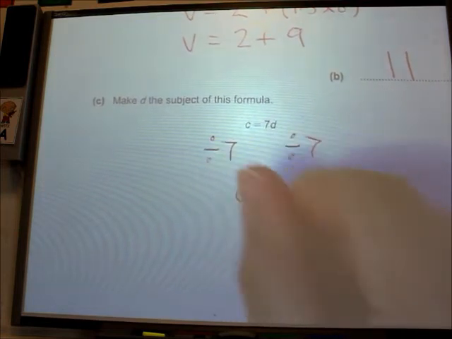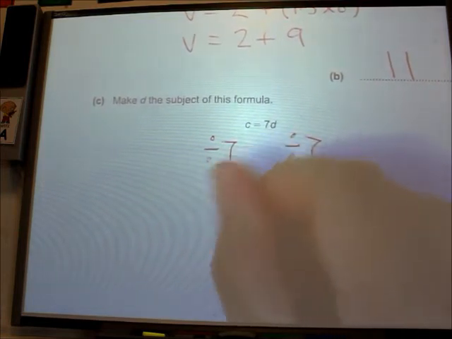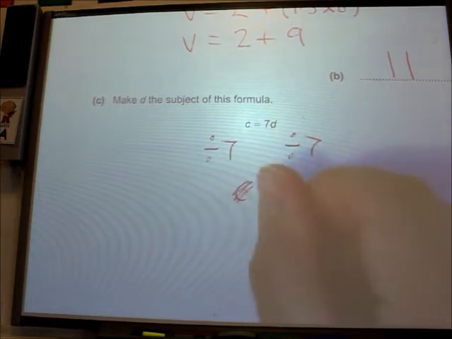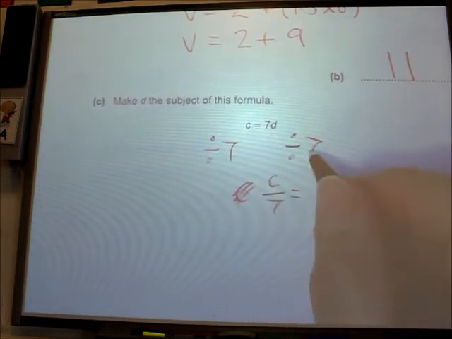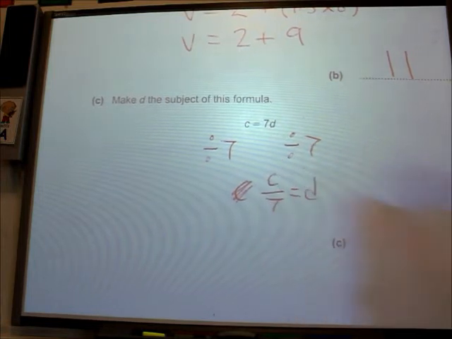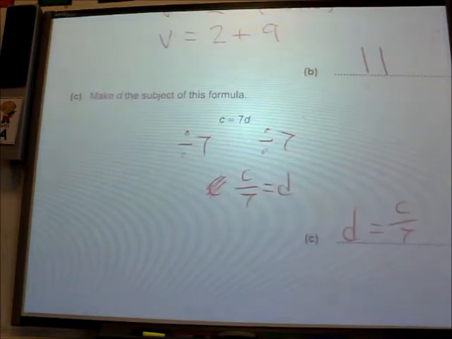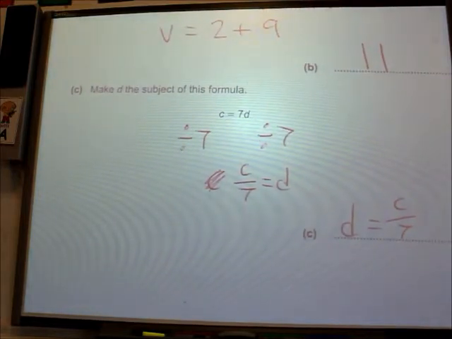So C, scratch that, ignore that, divide by 7. So C divided by 7 equals, and divide by 7 and does the times by 7 is D. So the answer is D equals C divided by 7, because you're dividing both sides by 7.